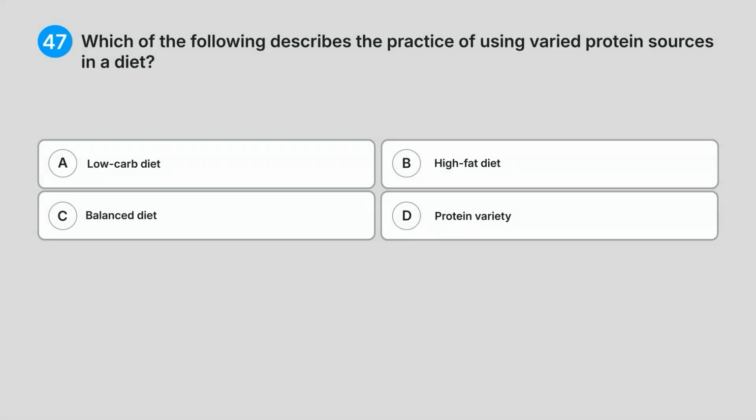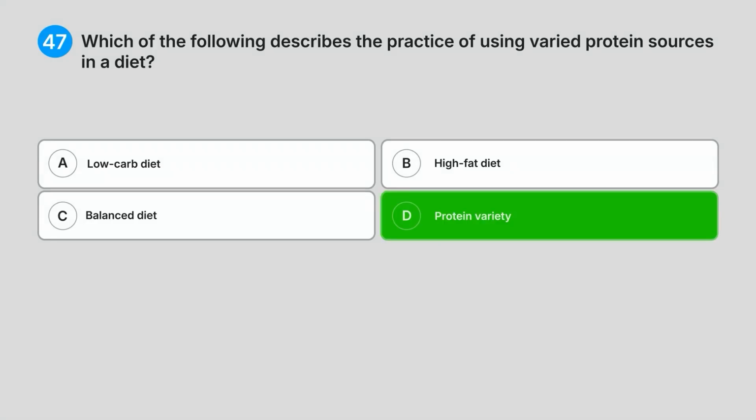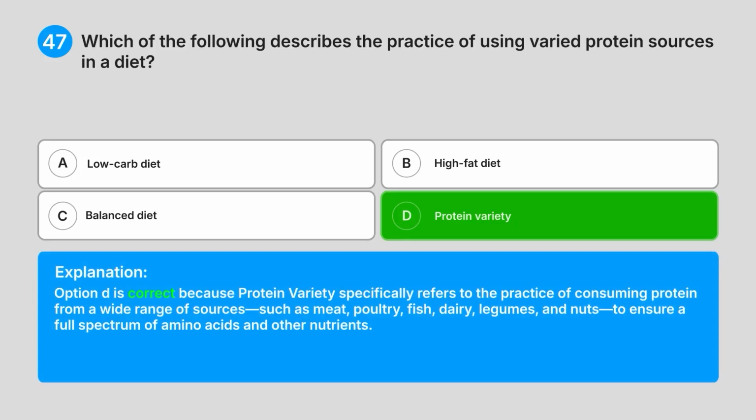Correct answer, D. Protein variety. Explanation. Option D is correct because protein variety specifically refers to the practice of consuming protein from a wide range of sources, such as meat, poultry, fish, dairy, legumes and nuts, to ensure a full spectrum of amino acids and other nutrients.